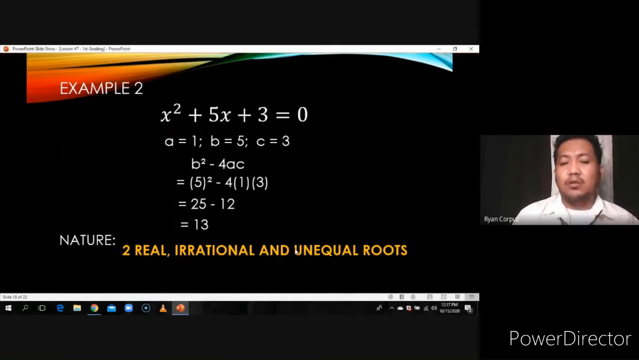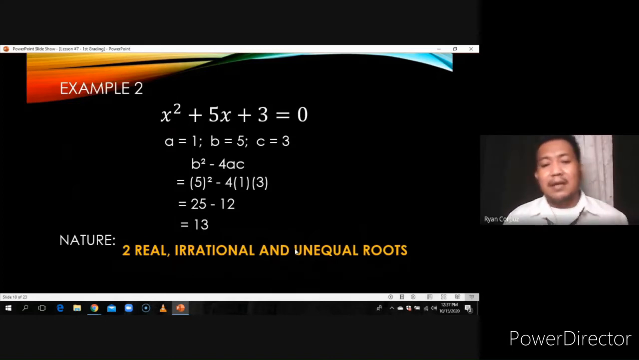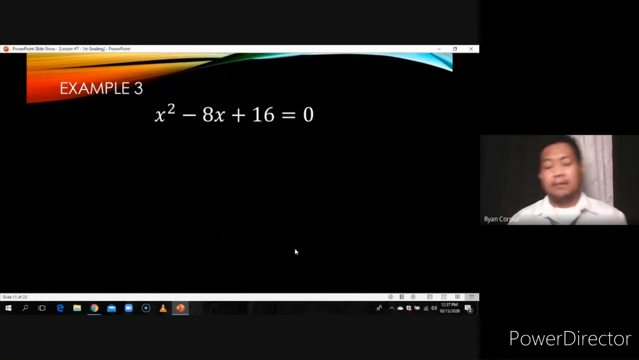Meaning to say, its solutions are not exact. Its solutions are those that still have a square root sign. So those are examples of solutions whose nature is two real, irrational, and unequal roots. Are you following so far on the second example? So, let's try another example, number 3.